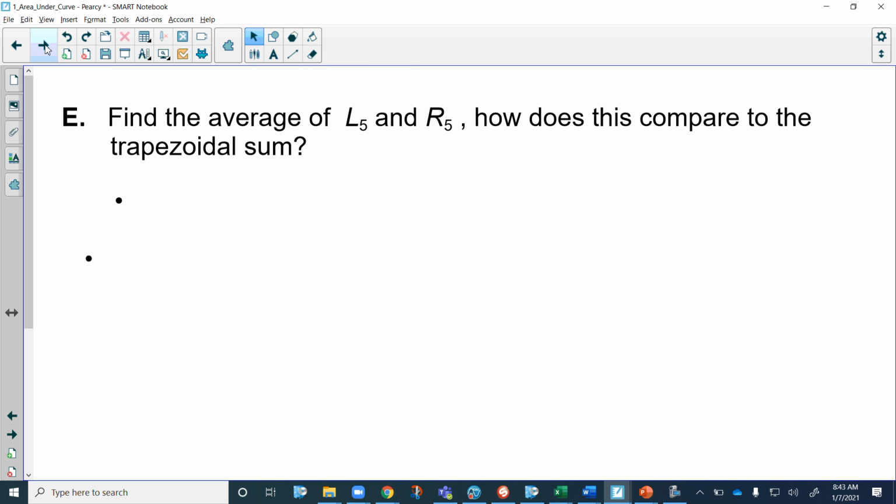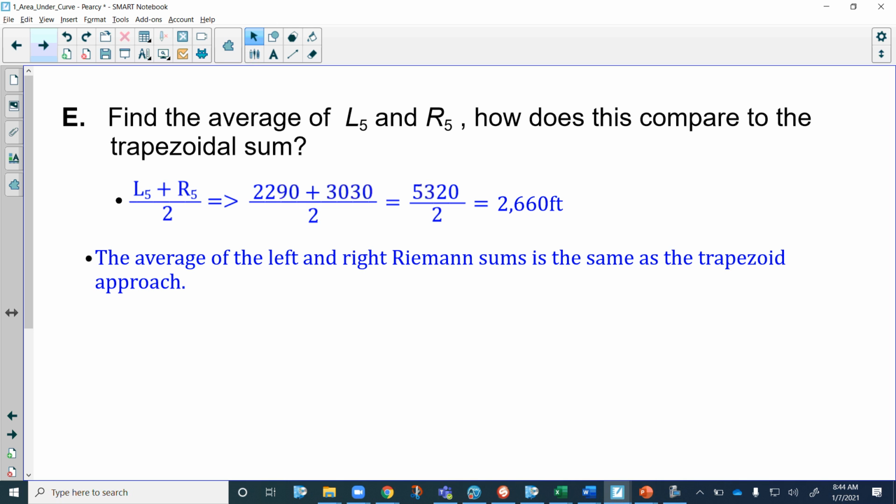Okay, and this is, I believe, the last part. We find the average of L5 and R5, the left-hand rule and the right-hand rule, and compare that to the trapezoidal sum. The left-hand rule and right-hand rule sums were 2290 and 3030. Since we're only adding those two numbers, we divide by 2, and that gives us the same value that the trapezoid rule gave us. So that was the last connection that they're hoping we can identify with Riemann sums.